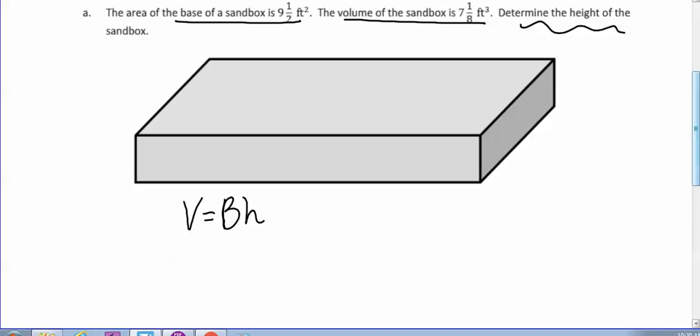So instead of writing a big capital B, we can write in what, Troy? Very good. 9 1/2 square feet times the height, which, do we know the height? No. So we got to leave that an unknown number, a variable. And then our volume we know is 7 1/8, right? So instead of V, we're going to plug in 7 1/8. Let's scroll up a little bit.